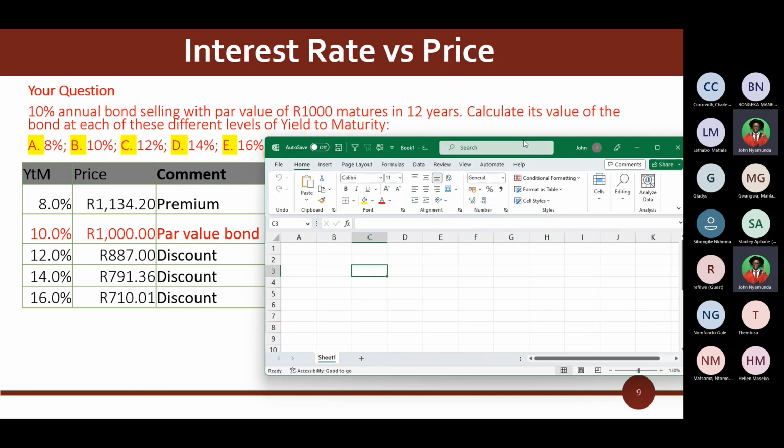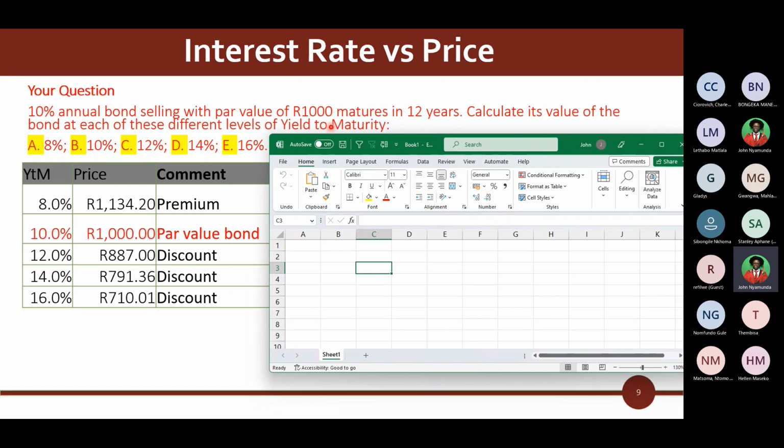So we are told here that it's a 10% coupon, so PMT is 10% times 1000 equals 100. FV is already given at 1000. N is given at 12. If we are doing D, I is given at 14. So PV is the number we are looking for.